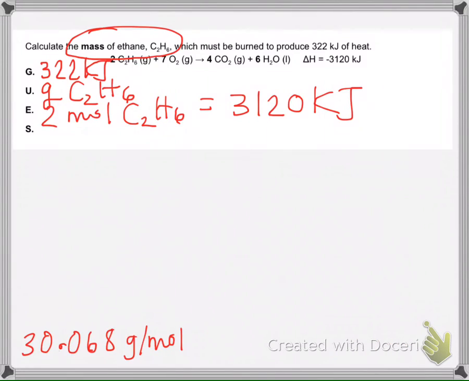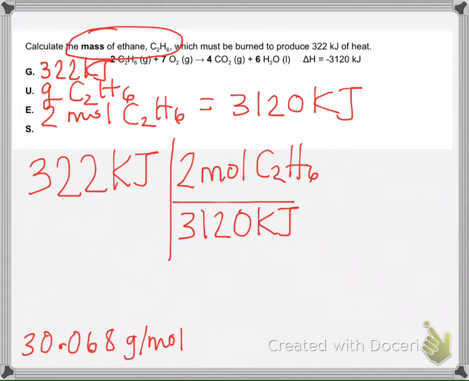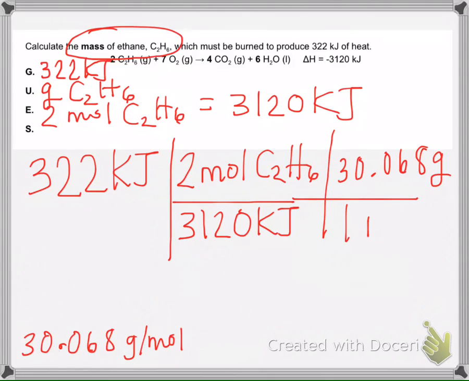Okay, so we're going to get the conversion started. My given is 322 kilojoules of heat. Set up your train track. The equation says that there are 3,120 kilojoules used when 2 moles of ethane is involved. And then to go from moles to grams, I need the molar mass, which we previously calculated. So that's 30.068 grams per 1 mole.